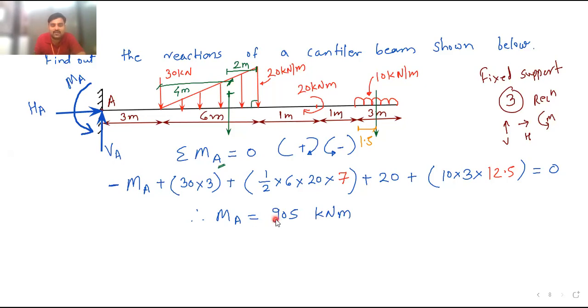Positive. So the answer is positive. So this, our assumed direction, is correct. So MA is in anti-clockwise direction because we have taken it here as anti-clockwise and we have got the positive answer. So our assumption is correct.